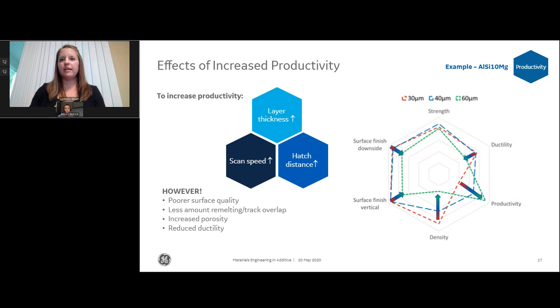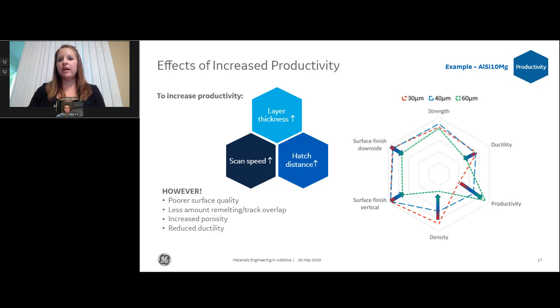What we're showing on the right is a spider chart comparing three different layer thicknesses. This example is aluminum, silicon, tin, magnesium, and the effects of the different layer thicknesses on your material properties, holding everything else constant. The red line is a 30 micron parameter, the blue line is a 40 micron parameter, and the green line is a 60 micron parameter.